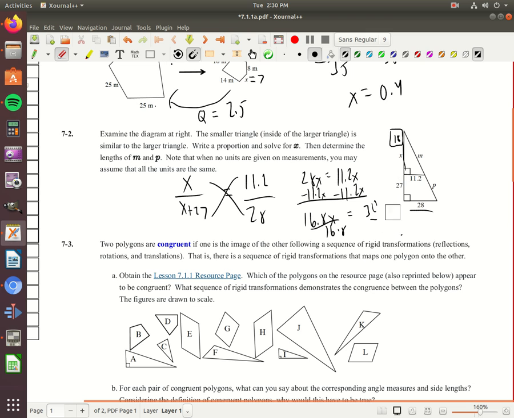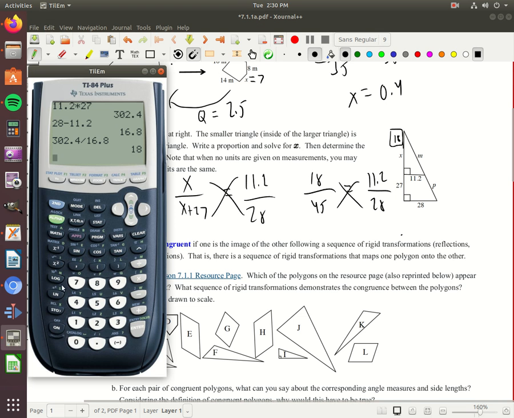I'm going to kind of erase some of this work here. That means that my ratio should be as follows. 18 over 18 plus 27 is 45 should equal 11.2 over 28. So if I cross multiply, they should be equal. So 18 times 28 should be equal to 45 times 11.2. And you can see they are equal. So I feel good about that x equals 18.